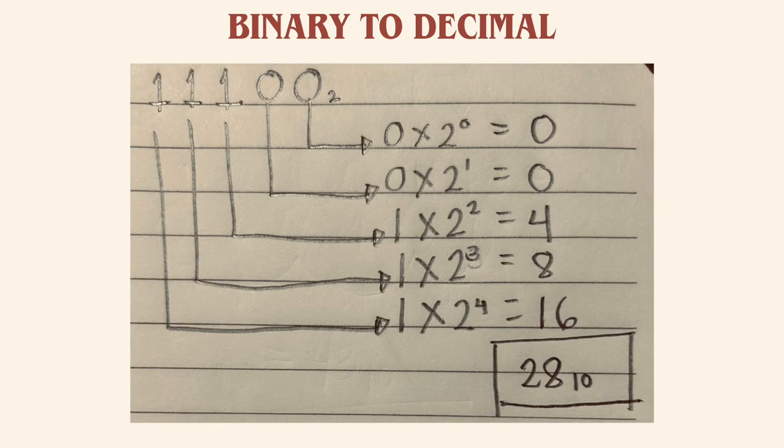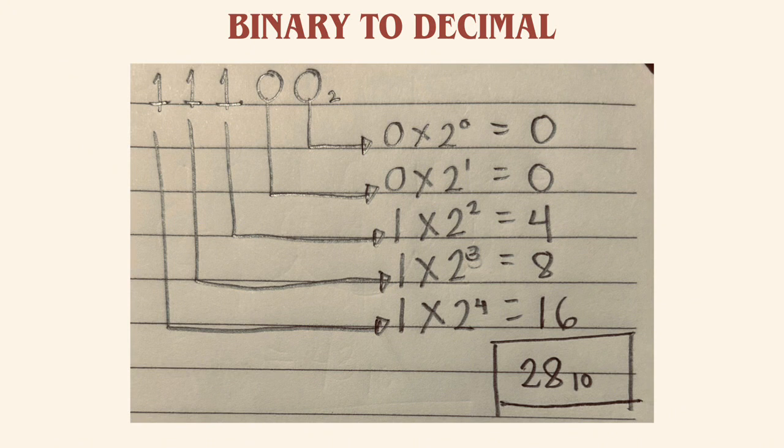We have here 11100 base 2. Starting with the rightmost digit, list all of the exponents of 2. The first power would be 2 raised to the power of 0, 2 raised to the power of 1, 2 raised to the power of 2, 2 raised to the power of 3, and 2 raised to the power of 4. So let's start. Zero exponent, so it should be 1, so 1 times 0 is equal to 0.